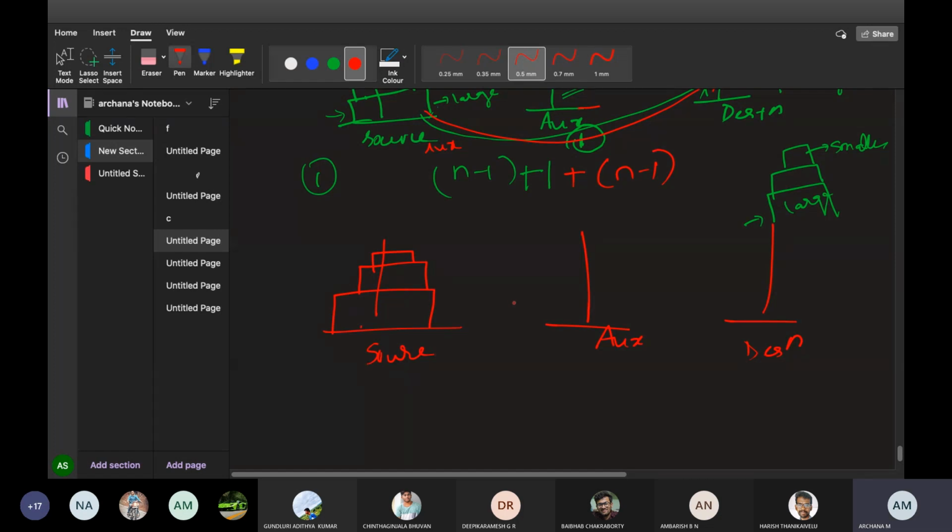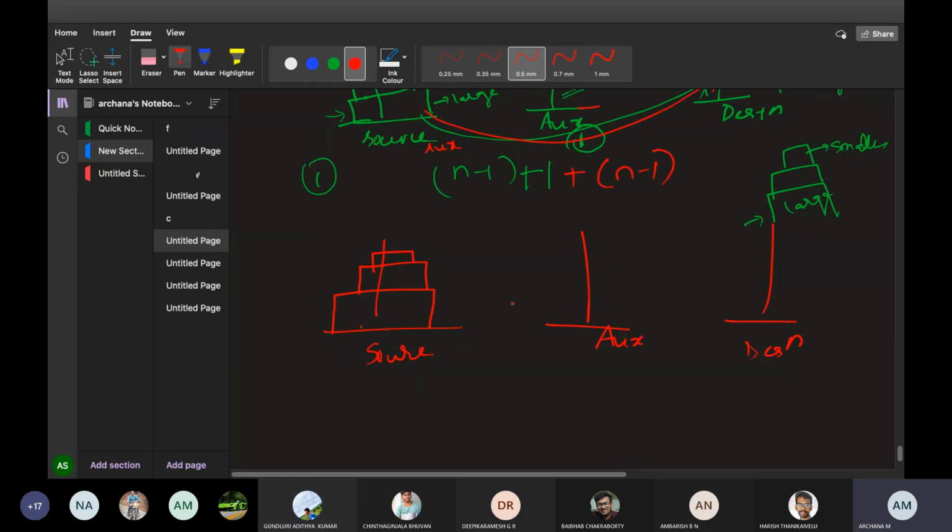Anyone from the class? Move the first disk to the destination, ma'am. Move the smaller disk to the destination. Move the larger disk to the destination.